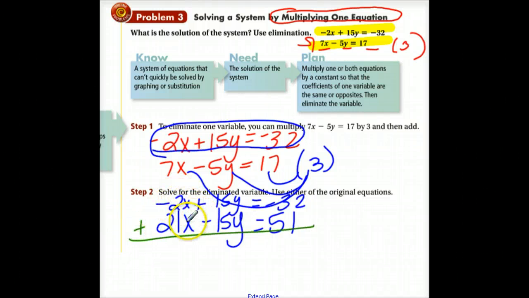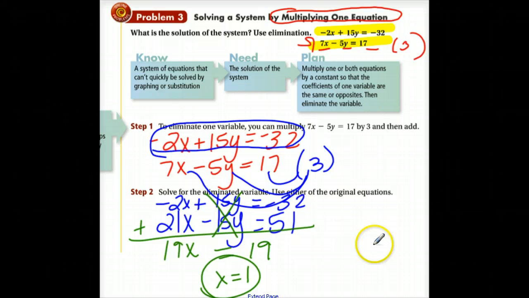Negative 2x plus 21x is 19x. 15y plus a negative 15y is 0. The y's have been eliminated. Negative 32 plus 51 is 19. Divide by 19 on both sides. X equals 1. Now I'm going to put x equals 1 back into my original equation.